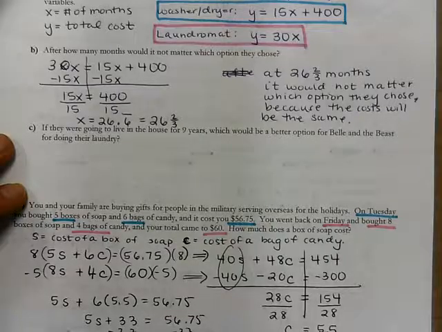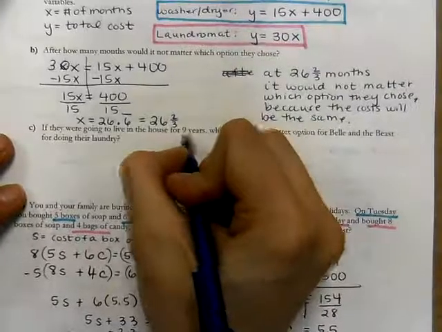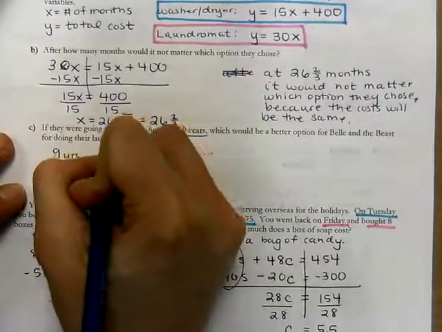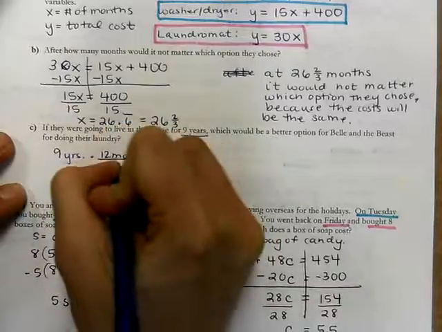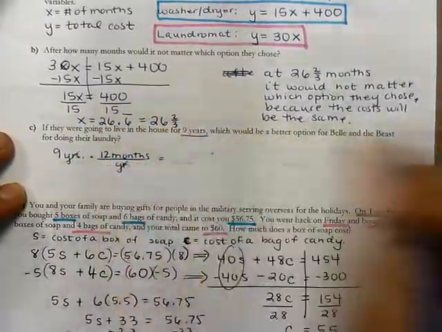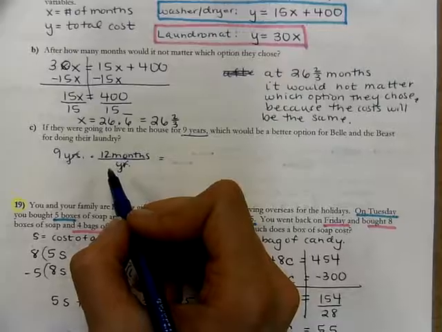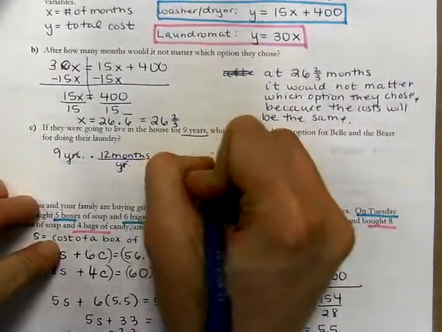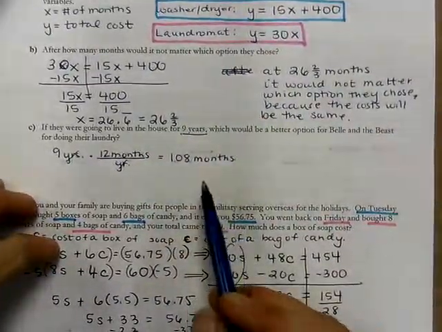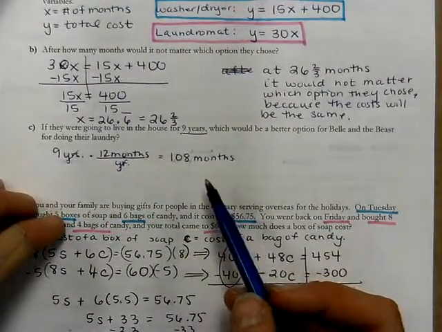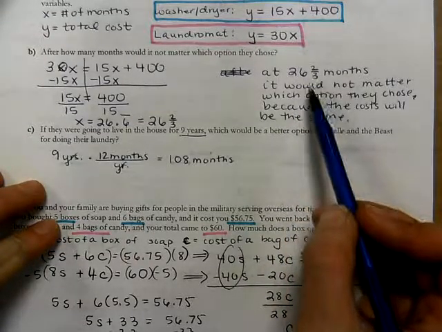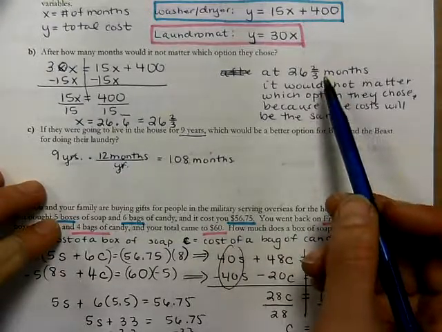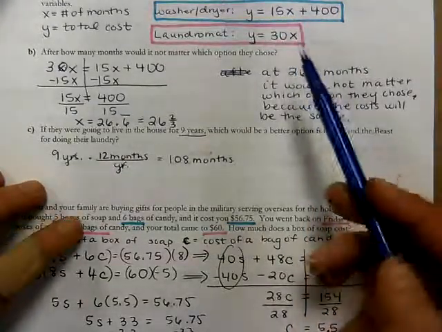All right. Scooching down here, it says if they were going to live in the house for 9 years, which would be a better option for Belle and the Beast to do their laundry? Well, 9 years, I know there's 12 months in a year. So 9 years times 12 months per year. We'll convert that. 9 times 10 is 90. 9 times 2 is 18. So 90 plus 18 would be 108. 108 months. So we're really asking after 108 months, which would be a better deal. Well, we know at 26 months and 2/3, then it doesn't matter. So anything past that, we said it was a better deal to buy the washer and dryer.